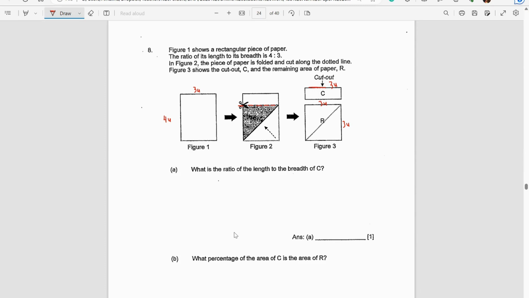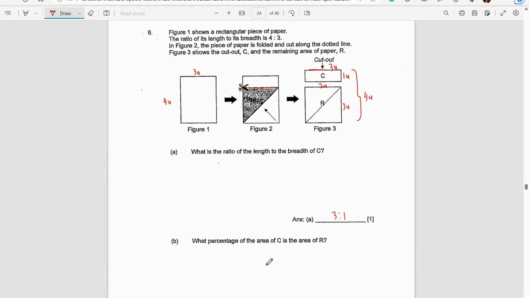Since my total length at first is 4 units, if I take 4 minus my 3 for the square, it means the breadth of my rectangle C must be 1 unit. So the ratio for the length to the breadth of C is 3:1. 3 for the length and 1 for the breadth.